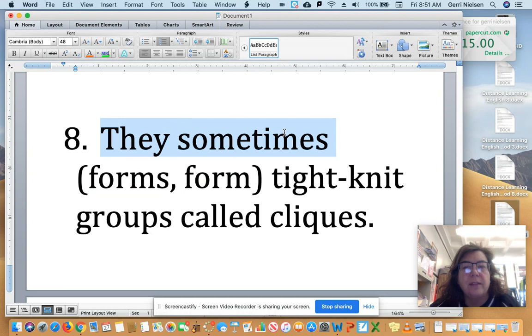Well, you got they sometimes. So your subject up here is they. They forms or they form. They is plural, so you want the plural verb. Form is the plural verb. And here's that deal where this doesn't end with an S and this doesn't end with an S. They're both plurals though, so they are the matches for that sentence.